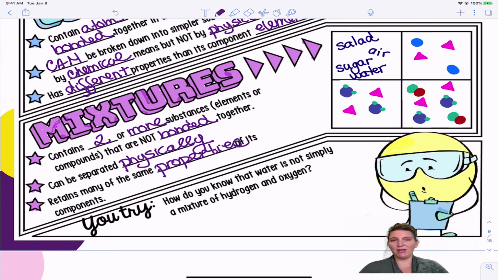And if you look at the picture over on the right, you can see some examples of mixtures, like salad, air, and sugar water. Those are all examples of mixtures. And you can see the pictures here. You see different compounds, and they're not bonded together. In the top right, you see maybe two different elements, but they're not bonded together. That could be like an alloy of two different metals.